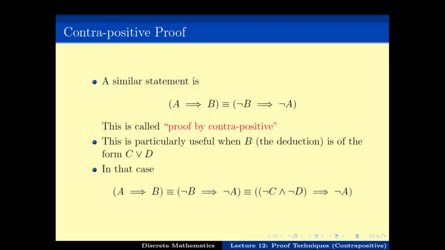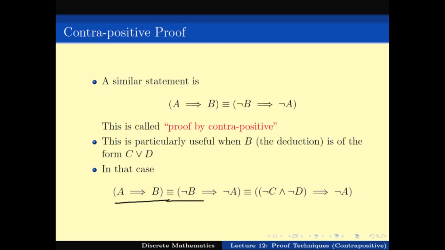Here, by the contrapositive statement, A implies B is the same as not B implies not A. Now what is not B? Not B is not of C or D. And here I can apply De Morgan's formula: not of C or D is the same as not of C and not of D. So this problem becomes the same as not of C and not of D implies not of A.